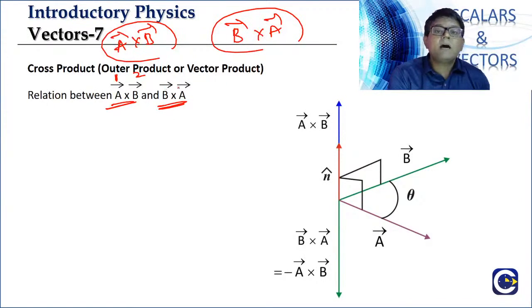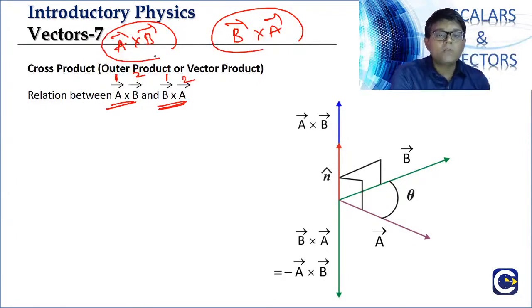When I say B bar cross A bar, the first vector will be B bar and the second vector will be A bar. You see the difference? A cross B means the first vector is A bar and the second vector is B bar. B cross A means the first vector is B bar and the second vector is A bar.